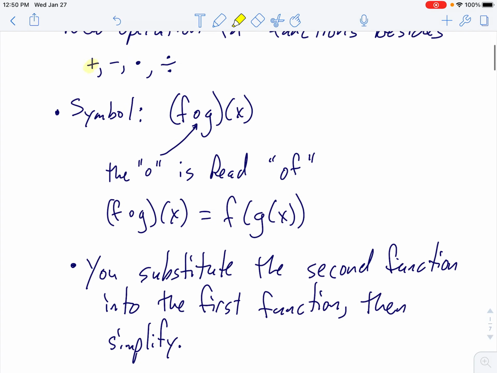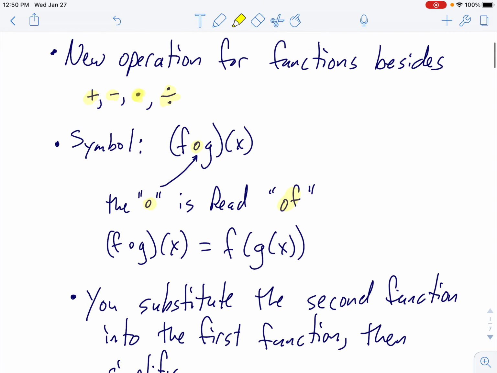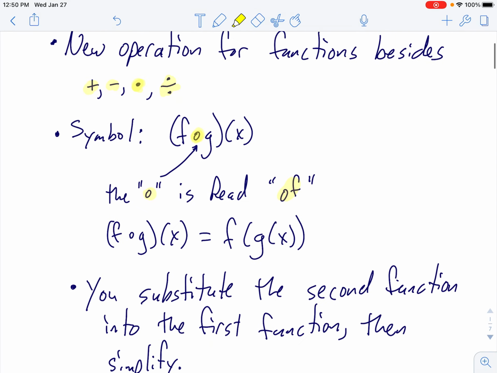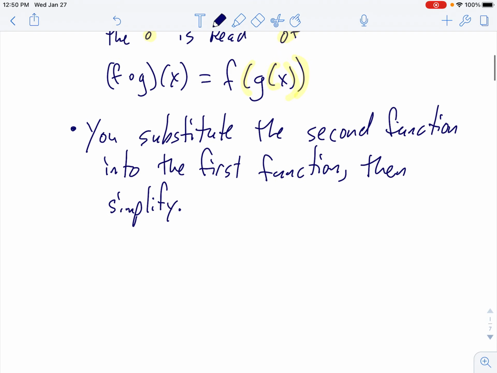Adding, subtracting, multiplying, dividing, they have symbols that represent those words. The symbol for composition is a small letter O. The O is read as the word "of." Don't confuse it with times. Times is a dot. Composition is a letter O. So what looks like "fog" here is f of g of x. In contrast, if you were given this, which looks like "golf," that would be g of f of x.